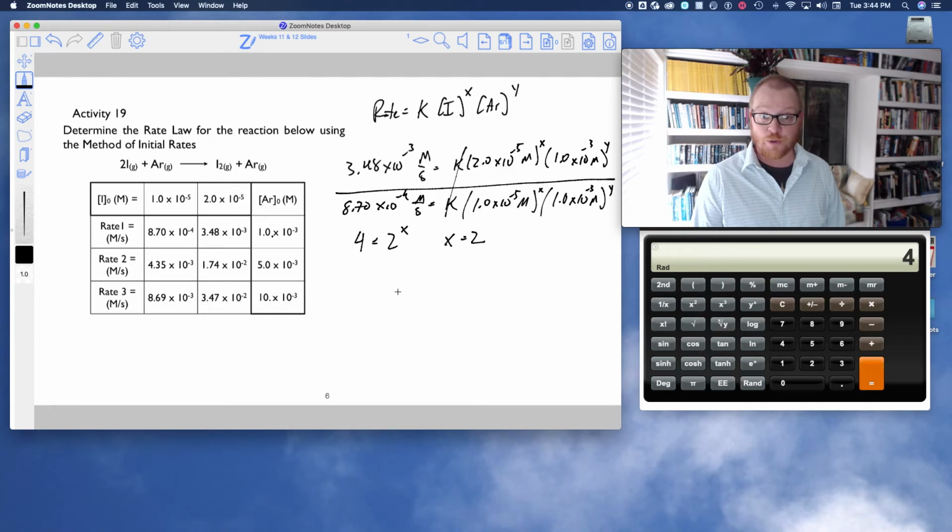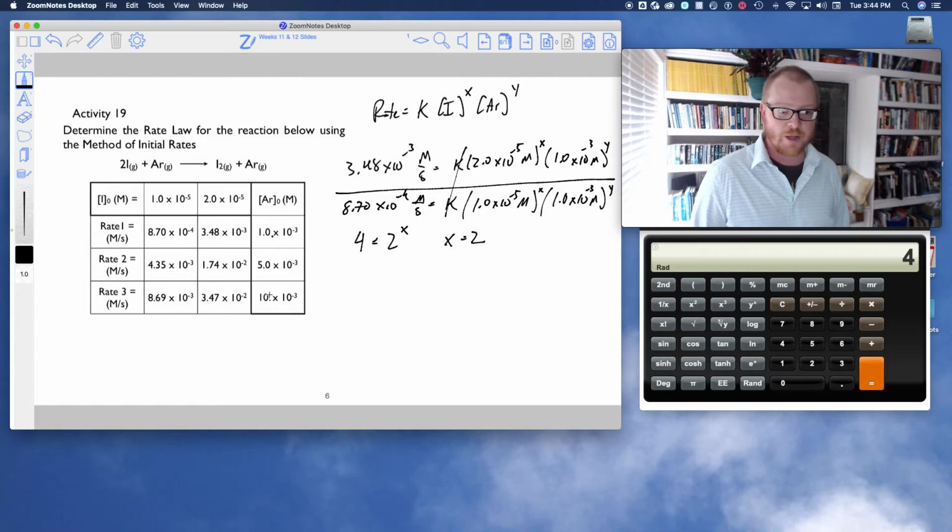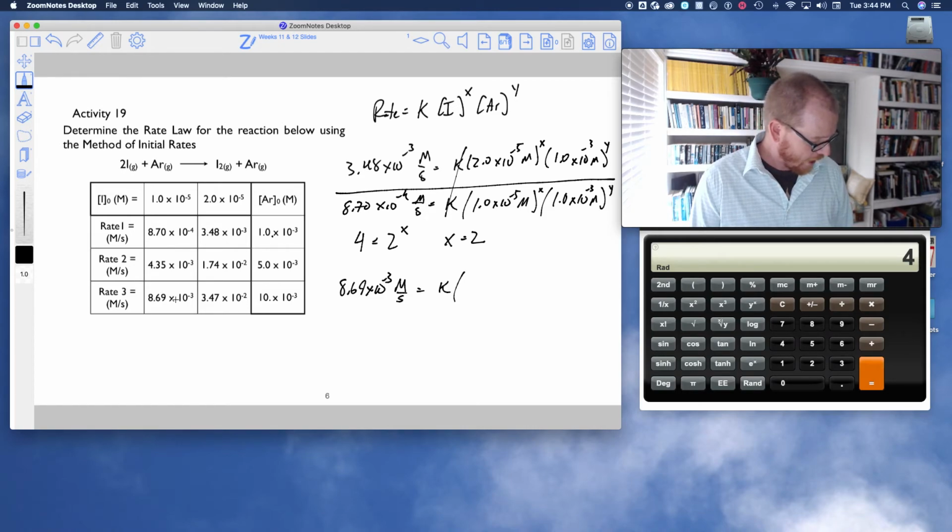Now when I want to go to do the next one, I've got to figure out y. And so now I need to look at data in which the iodide concentration remains the same, but now the argon concentration varies. Okay, and so here's the one I picked. I'm going to do that 8.69 times 10 to the minus 3 molar per second equals K. And so this one resulted when I have this concentration of iodide and this concentration of argon.